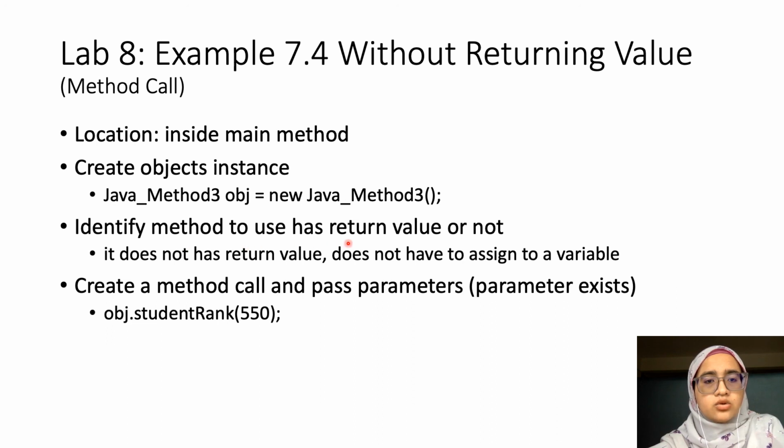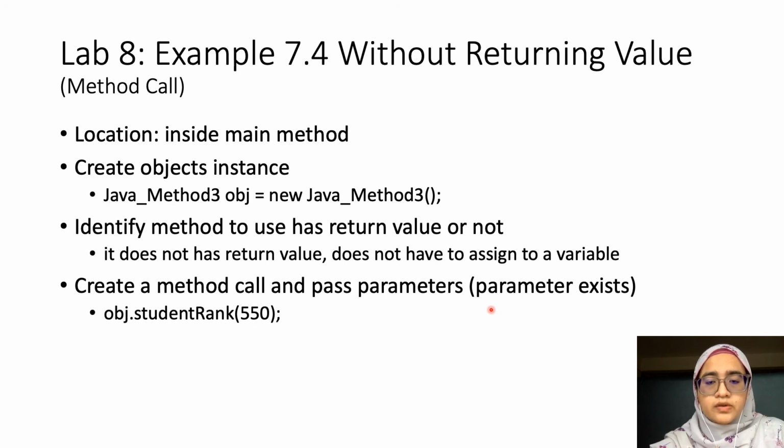Identify the method to use has return value or not. For this case, it does not have return value. Therefore, we do not assign it to any variable. Okay, now create a method call and pass the parameter. So the parameter exists lah. As for this case, it is 550 parameter pula.